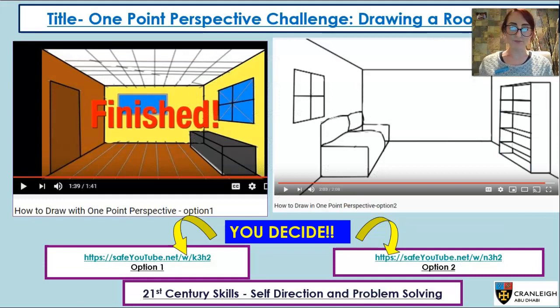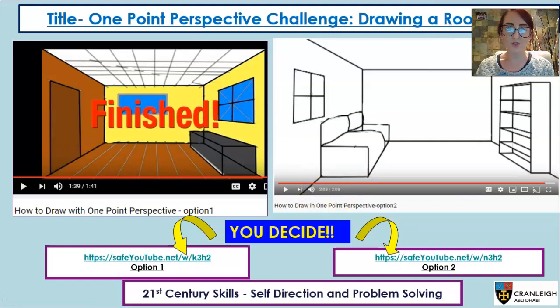Okay, so today you have 2 choices. The title on your page is going to be 1 point perspective, drawing a room in 3D. So there's 2 different rooms here. Both videos are very, very similar. You'll see one video is only 1 minute 41, and then the other one is only 2 minutes and 8 seconds. They both show you very similar things.